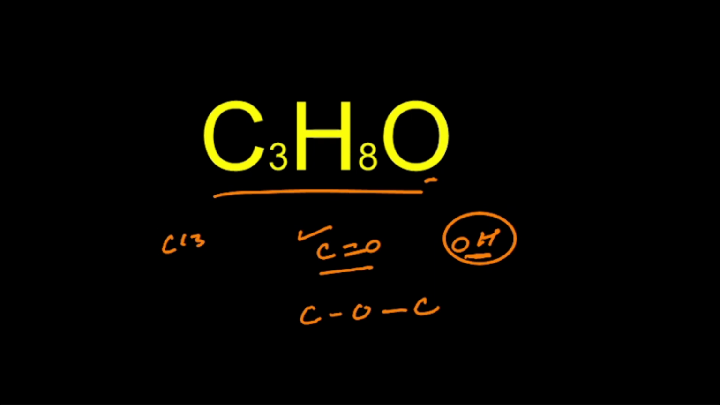But an OH group is also present in carboxylic acid. But if you see here, only one oxygen is given, not two oxygens. So the possibility of the oxygen being in the form of a carboxyl group or a ketonic group is now ruled out. Only the OH group is present.